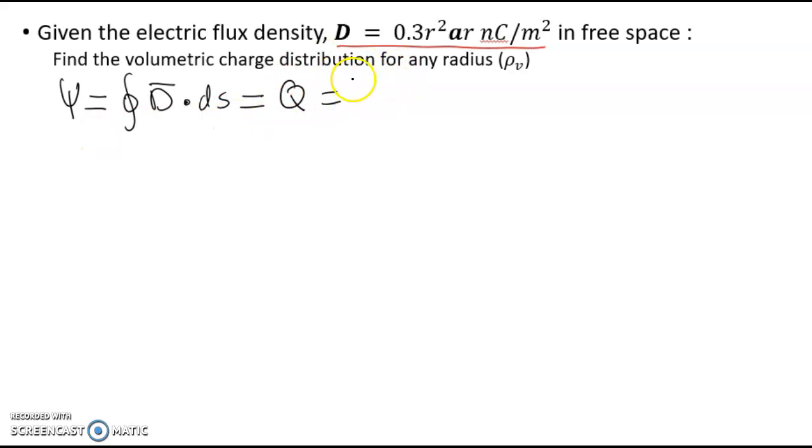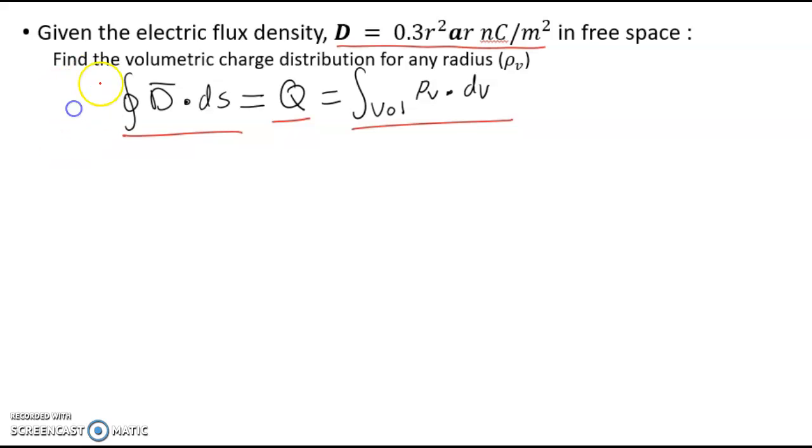What about the other section, which says the integral over the volume of rho v times dv? That means if we know the flux, the flux density times dS and the integral of that, we know the surface charge, and we can know what the volumetric charge distribution could be for any radius. And that's the one thing that we're going to calculate now.